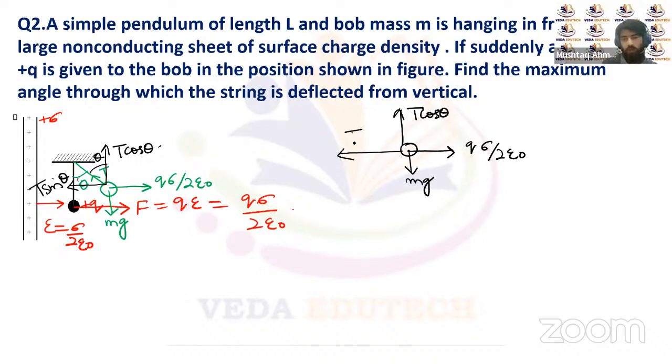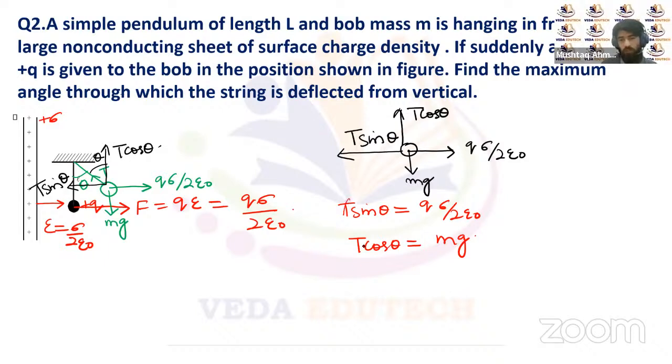Since this bob is at equilibrium, the net force on it at this position has to be zero. This is only possible when all the vertical forces sum to zero and all the horizontal forces sum to zero. Or we can say that T sin theta must be balanced by q sigma upon 2 epsilon naught, and T cos theta must be balanced by the weight mg of this bob. Now let's divide both these equations.